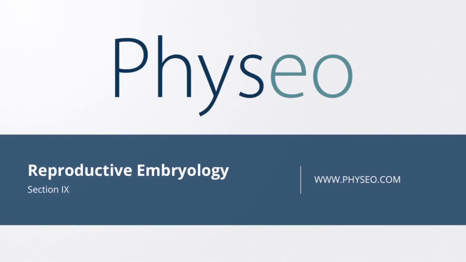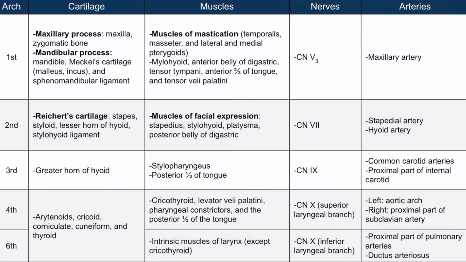In this section, we'll be discussing the third, fourth, and sixth pharyngeal arches and their derivatives. Let's get started. I introduced this table in the last video, and here it is again for your review. You can see that there are arches 1, 2, 3, 4, and 6, and that each arch has associated cartilages, muscles, nerves, and arteries. Again, I'm not going to read this to you, but it's here for your review. And in this video, we're going to focus on the final three arches. So third, fourth, and sixth right here.